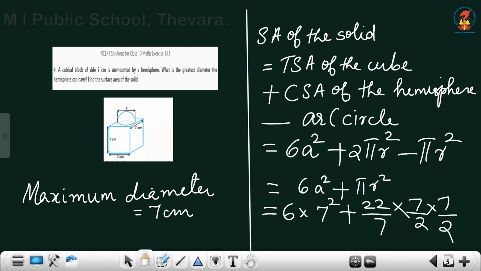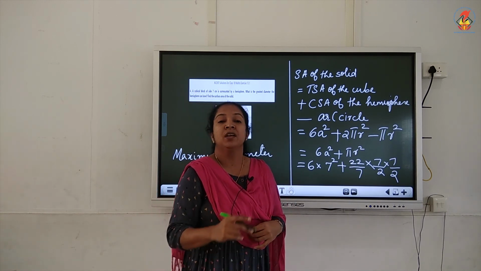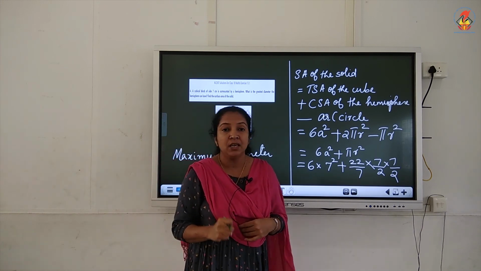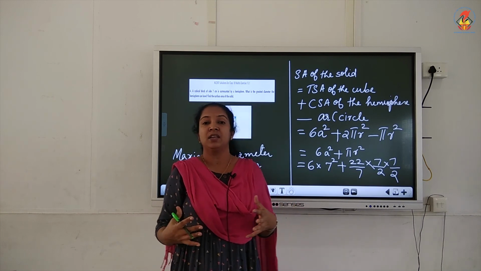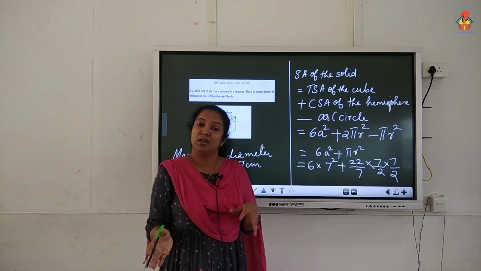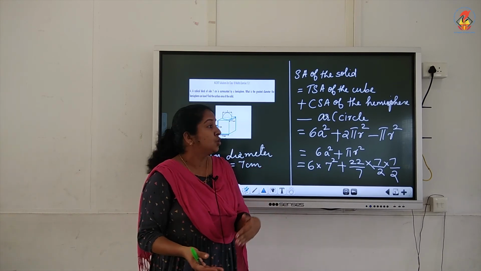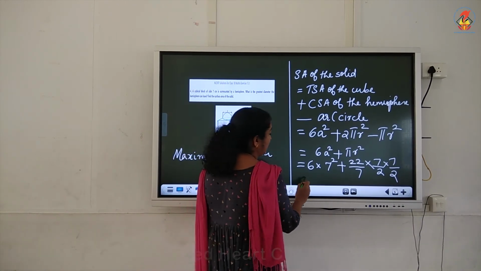In these kinds of problems you should not convert 7 by 2 into 3.5, because the calculation will be difficult. If you keep 7 by 2 as it is, the calculation will be easy. So do not convert any of the fractions into decimals. The final answer you can convert. But in between, if you convert fractions to decimals, the calculation will be difficult. So the remaining you can find.